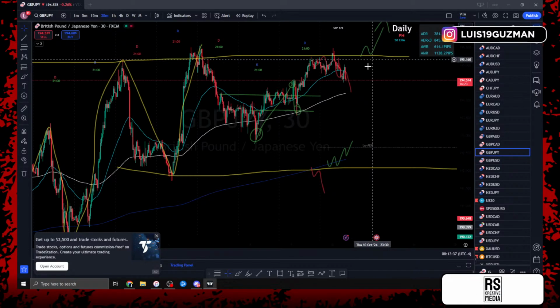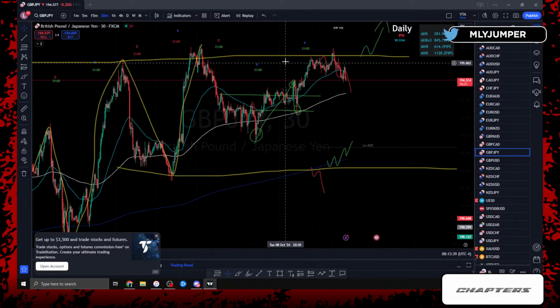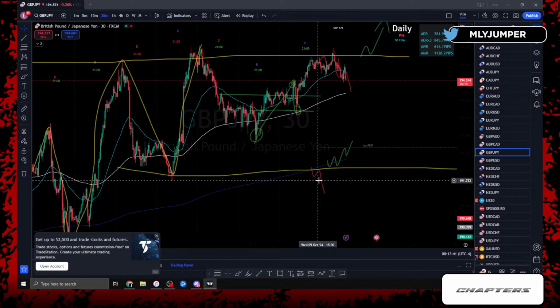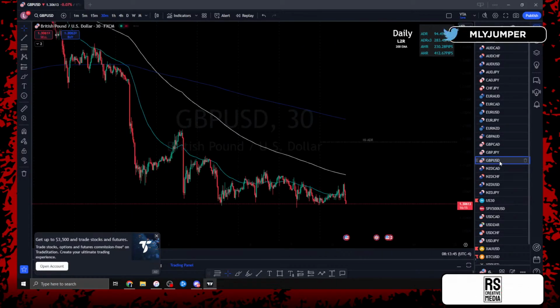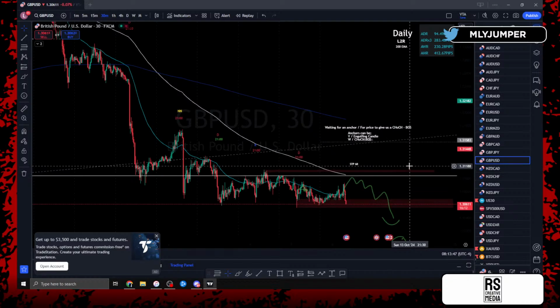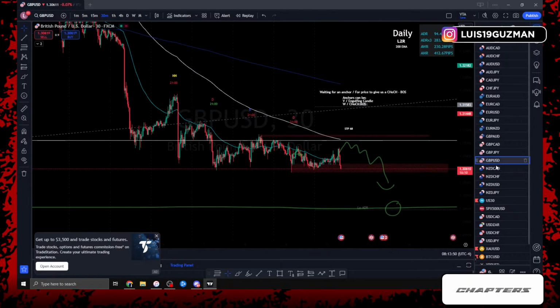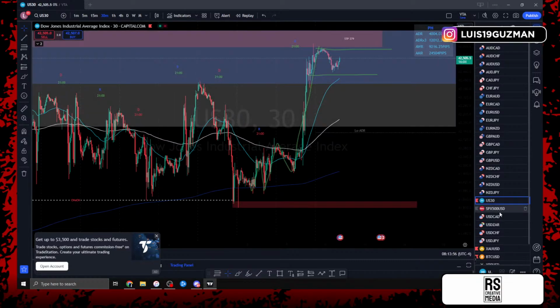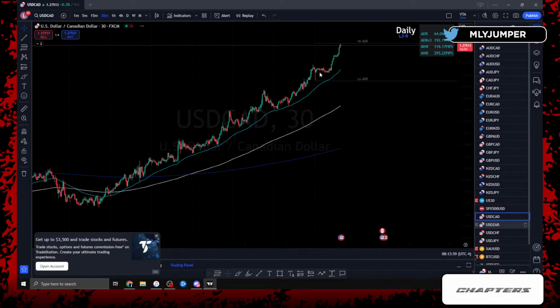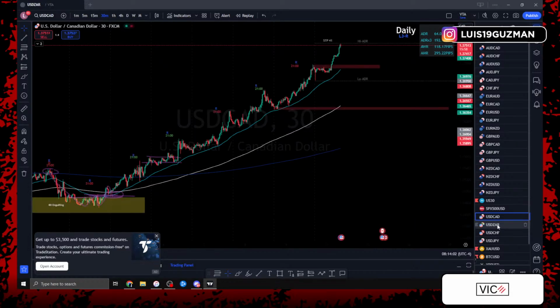GJ, I'm not trading it just yet until we get out of the zone. I want to see either a break below or a break above. GU, again, very similar to EU. We're just moving counter, still moving down, so I'm not going to be trading it. US30, we know we're pretty much just waiting to see what news is going to do. USD CAD already gave us the move for the day.